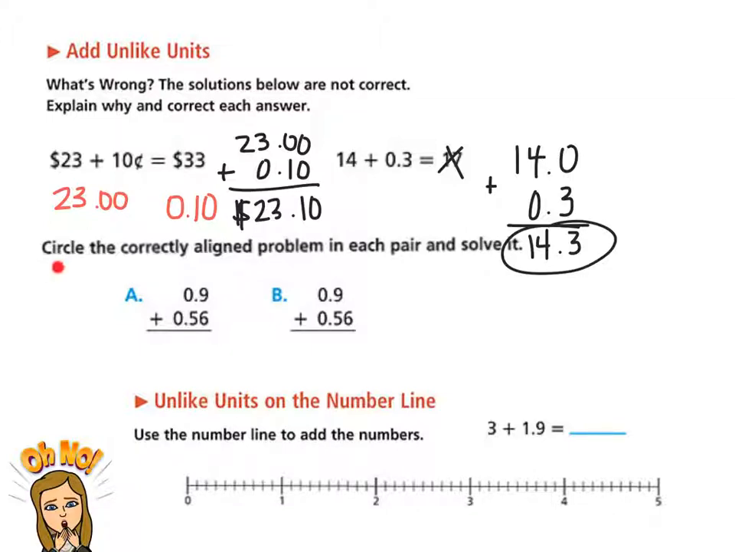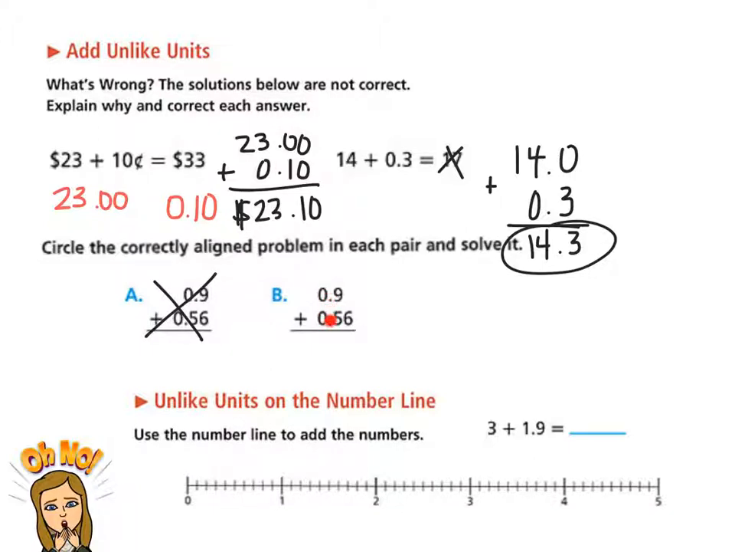So now we're going to look below and say, circle the correctly aligned problem in each pair and solve it. So I have one example here to show you. So between A and B, one of these is lined up correctly and the other is not. So here I see that we have 9/10 plus 56/100. Right away, I can see that the student was tempted to line up the numbers. But is this correct? No! Their decimals are not even close to lined up. So this one will not give us the correct answer.